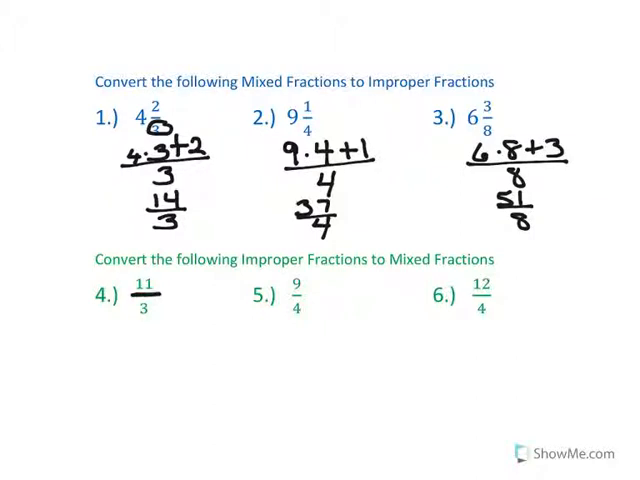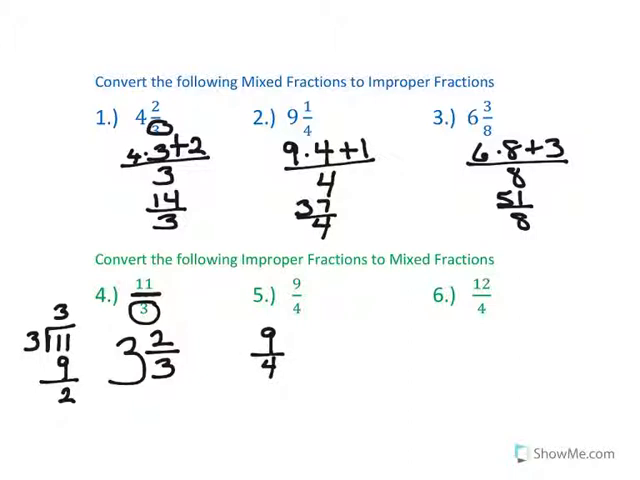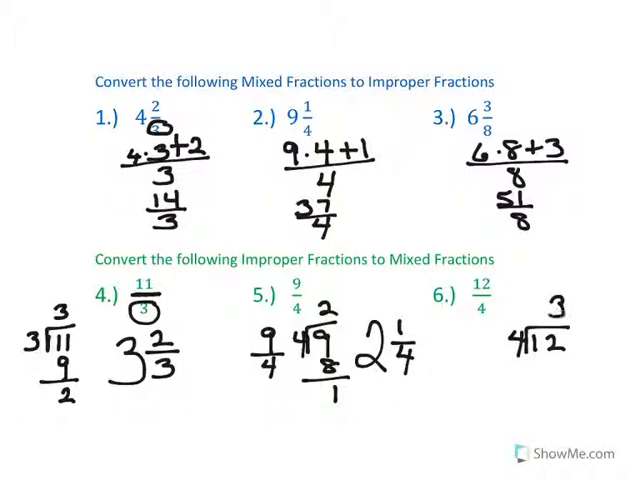Going the other direction, we're going to divide. This bar here means divided by. So 11 divided by 3, well, that's going to go 3 times. 3 times 3 is 9, 2 left over. It goes 3 times, 2 left over. And your denominator is always and forever going to be the same denominator. 9 divided by 4, that's going to go twice with 1 left over, over 4. 12 over 4 is 3. It's simply a whole number, 3.